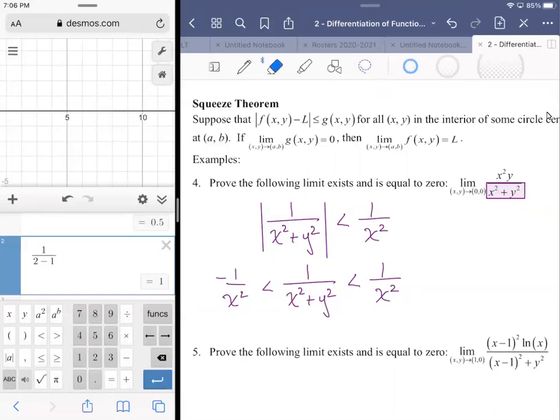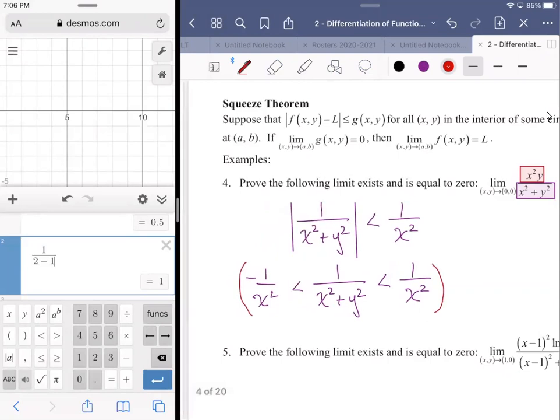It's still not what we're looking for, but we're getting closer. Now what I want to do is incorporate the numerator. I want to bring that back to the party. All right, so what we can do is multiply this entire inequality, this compound inequality, by x squared y.